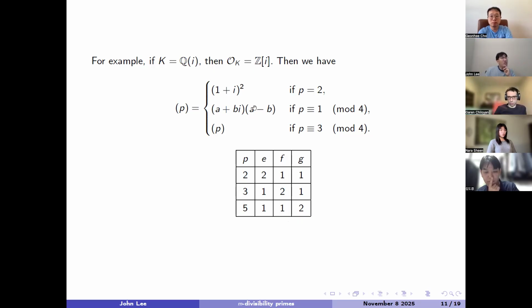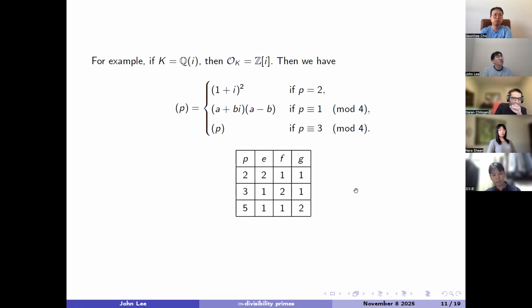And by the way, if P splits, the ramification index should be 1. But if the inertia degree is also 1, we say P splits completely. It just breaks into as many prime factors as it can.